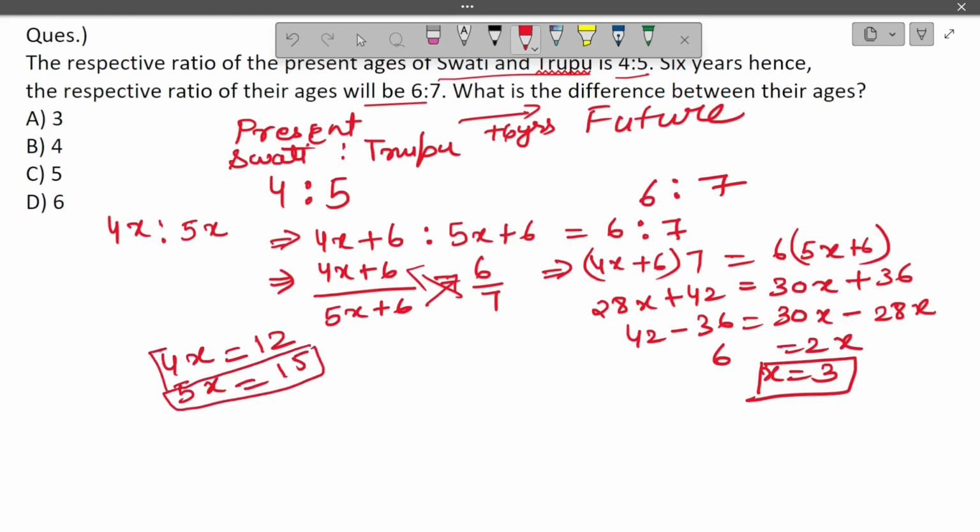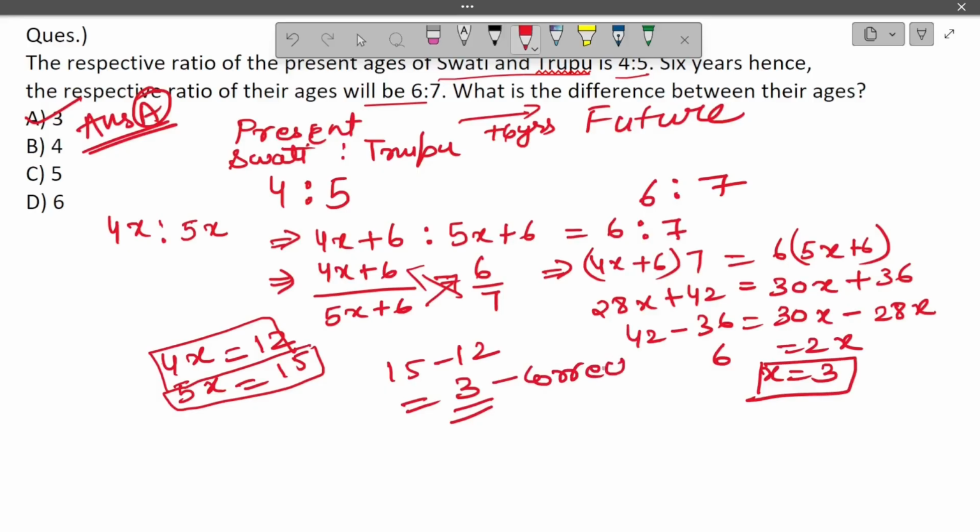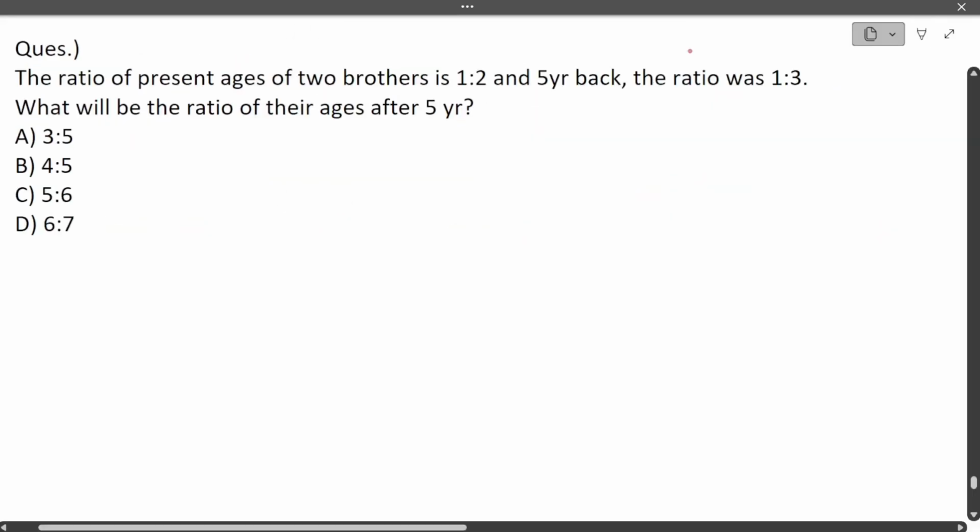Okay, so in order to find the difference between these ages, what do we need to do? 15 minus 12, which is going to be 3. So the difference between their ages is 3. The correct answer for this question is option number A, which is 3. This is the difference between their ages.